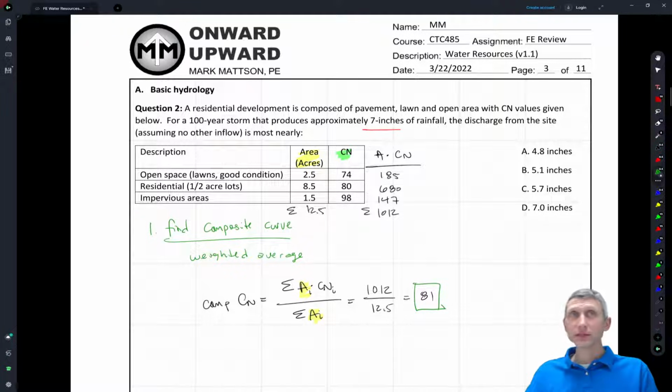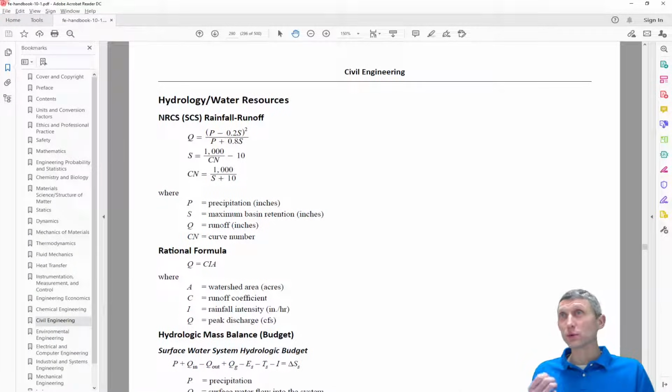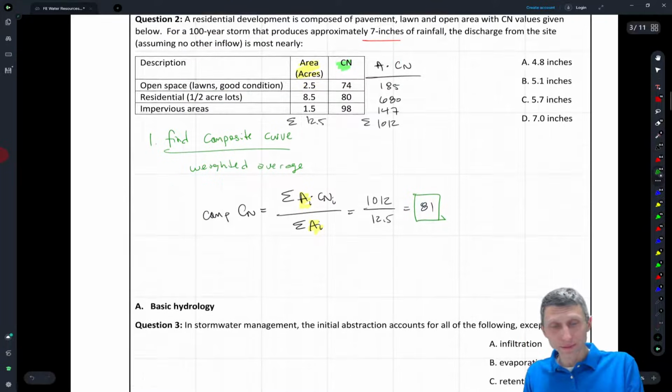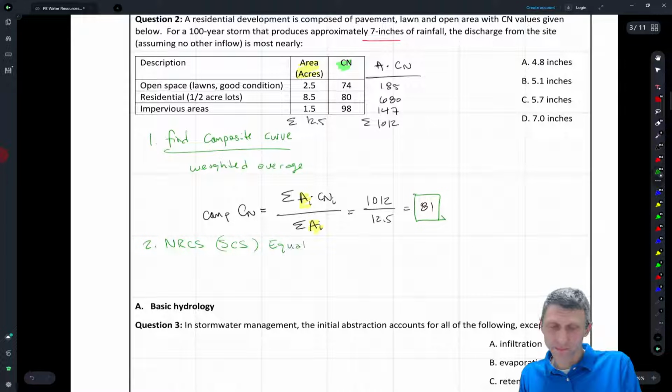So if we come back to the handbook, what we see here is we have two other formulas that we need to take a look at. The first here is the S value, and the second is the Q value. So let's write those down and solve them, okay? So I'm going to come back here, do a second step, and I'm just going to say NRCS SCS equations. So we have two equations.